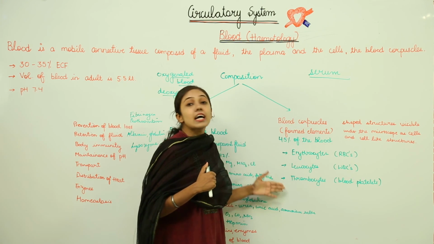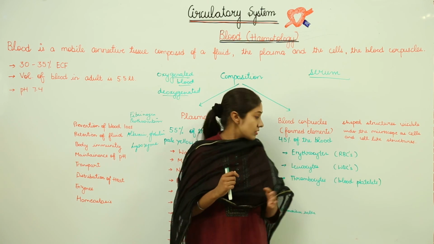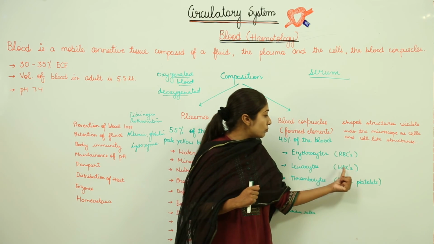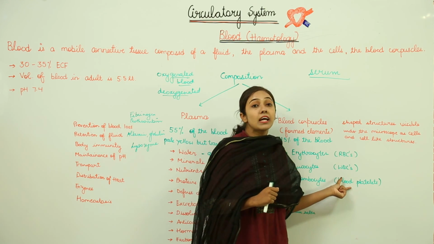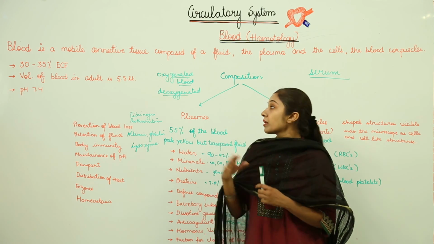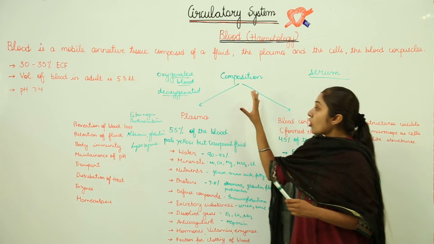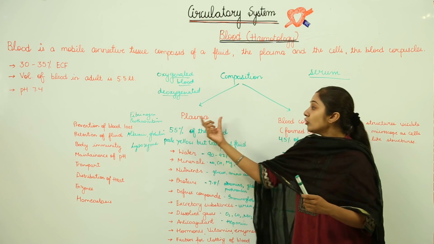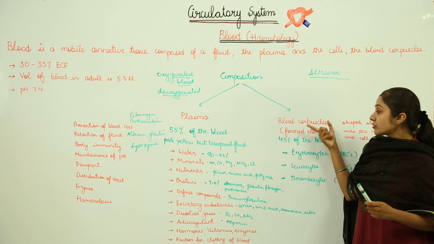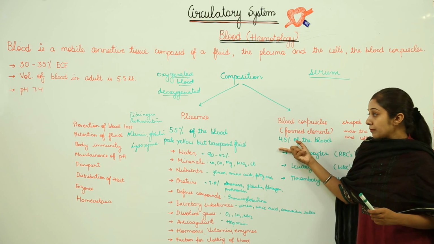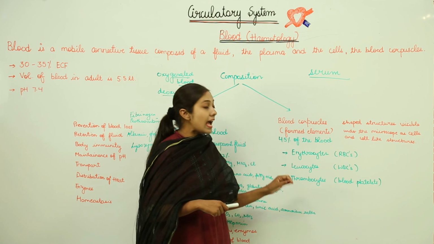And then there are three types. We have erythrocytes, which we also call RBCs, that is red blood corpuscles. Then we have leucocytes, which we call WBCs, that is white blood corpuscles. And then we have thrombocytes, which we call blood platelets. So, this is the brief idea about the blood corpuscles. We are going to discuss in detail, don't worry. But the composition of blood, just remember, it is composed of the fluid part, 55% plasma, and the cell-like structures, that is the blood corpuscles, which make up the 45% of the blood. Now we are going to discuss the blood corpuscles, that is erythrocytes, leucocytes and thrombocytes.